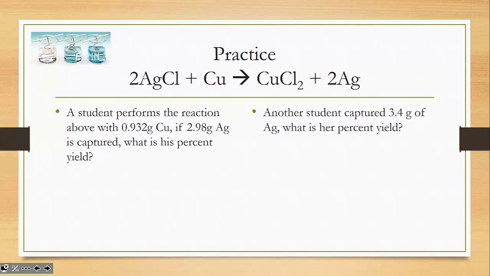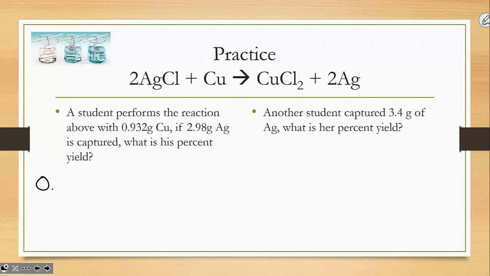So if you performed a reaction between silver chloride, which is this clear solution here, and you put solid copper in it, a penny or a wire, the solution will turn blue as the copper and silver undergo a single replacement reaction, producing copper ions. That's why the solution turns blue, and the wire or the penny you put in will turn silver as silver deposits on it.